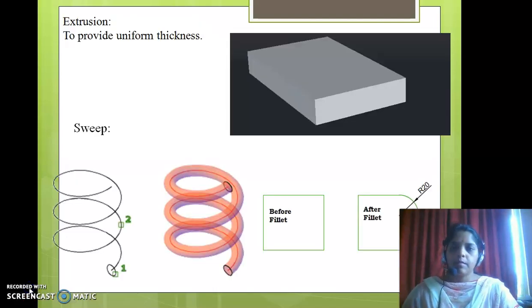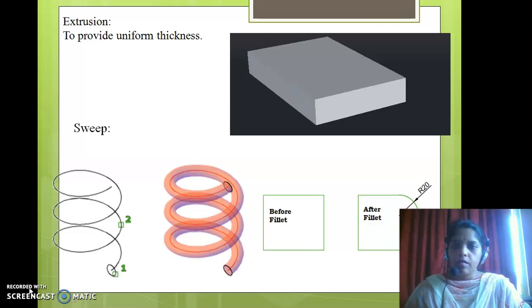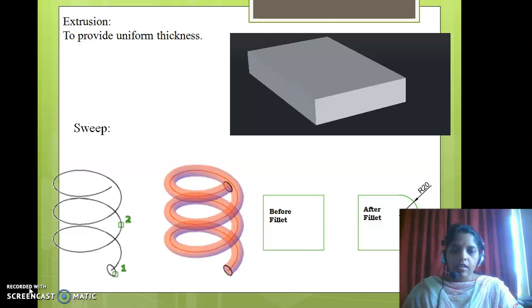Extrusion is nothing but providing uniform thickness to the 2D model. In fillet, we can see that for any rectangle or square at the corner, we can provide a radius, that is called the fillet. In sweep, we can provide some thickness to the 2D model, and with the help of that we can make a spring-like structure.